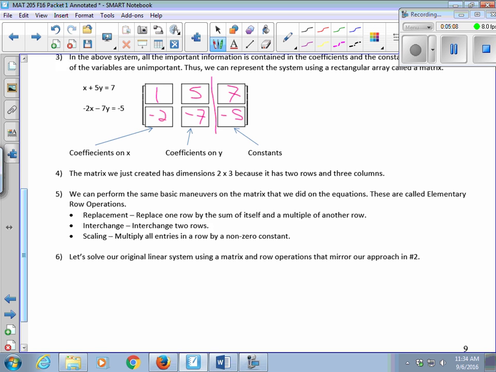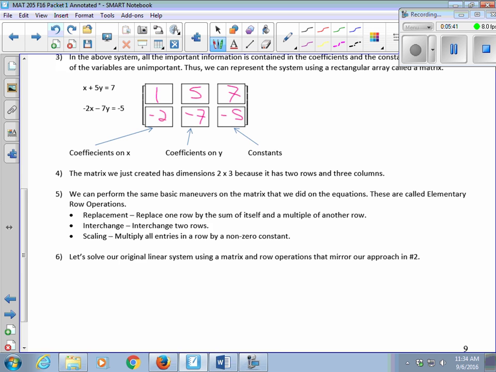All right, so this matrix I just created, 1, 5, 7, -2, -7, -5, we say it has dimensions 2 by 3 because it has 2 rows and 3 columns, and you always give dimensions of a matrix rows, columns, 2 by 3. So the same basic maneuvers you can do on equations, you can do on rows of a matrix. You can do replacement, replace one row by the sum of itself and the multiple of another, interchange 2 rows, and you can scale a row by multiplying by a non-zero constant.